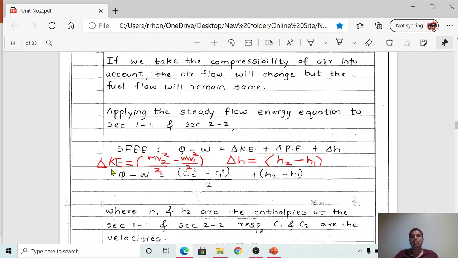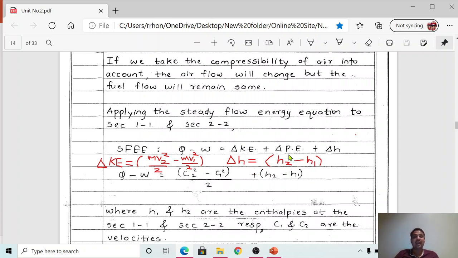How can we get the value of kinetic energy? The change in kinetic energy is mv squared by 2 minus mv squared by 2, since kinetic energy is 1/2 mv squared, mass into velocity squared. For section 2 there is some velocity, and for section 1 there is some velocity of air. With this we can calculate the change in kinetic energy between section 1-1 and section 2-2, with the highest velocity at the throat section of the venturi and the initial velocity v1. So the change in kinetic energy is mv2 squared minus mv1 squared by 2, and the change in enthalpy is h2 minus h1. Here h2 is the enthalpy at the throat section, and h1 is the initial enthalpy of the air.